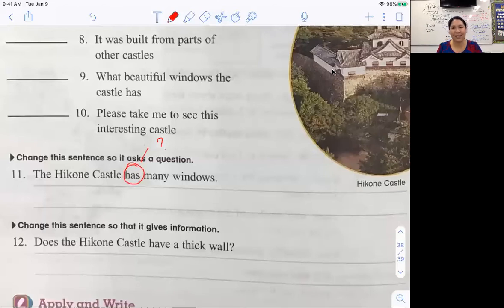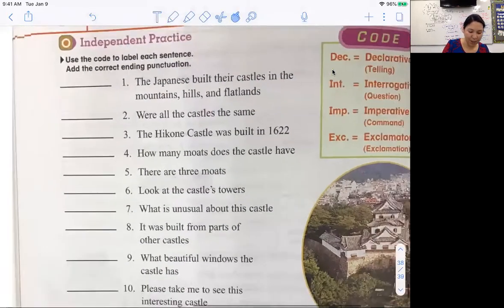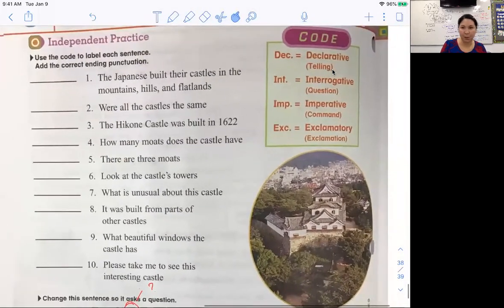Well, this is a challenge, so we'll see how you guys do. The second one, let's look at that. Does the Hakone Castle have a thick wall? Now they want you to tell me. So we're going to take this one I think will work. Take does off and put it somewhere in the sentence. Or you can change it slightly. Okay, those are challenges, I know. We'll see how you guys do, and then I'll show you guys the answers at the end. Okay, all right. So if you want to pause and try that right now, you can. I'm going to go up here to the top, guys. So when you're ready, push play.